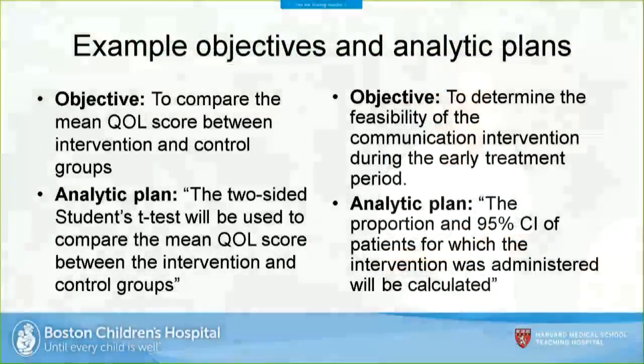So just some examples of writing the analytic plan. One objective is to compare the mean quality of life score. The analytic plan will be that two-sided Student's t-tests will be used to compare the mean quality of life score between the intervention and control groups.